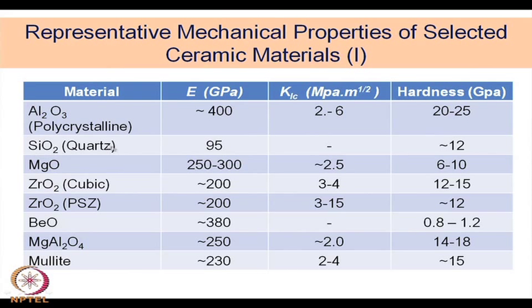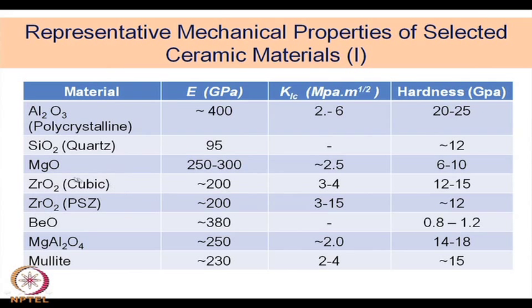Silica, or the single crystal quartz, we have 95, the KIC value is not here, and this is about approximately 12. Magnesium oxide, the Young's modulus varies depending on the preparation condition, but is lower than that of Al2O3. KIC value is almost the same, maybe slightly lower, and then hardness is also low.